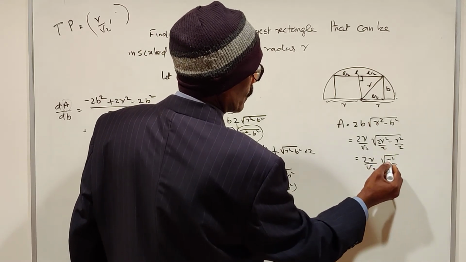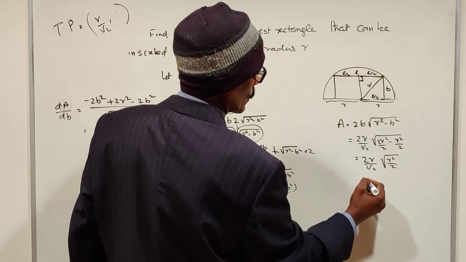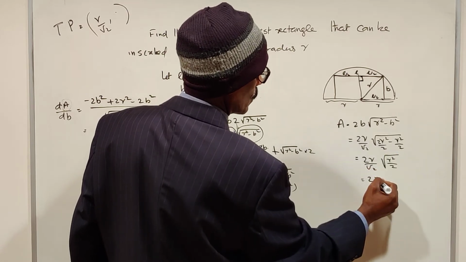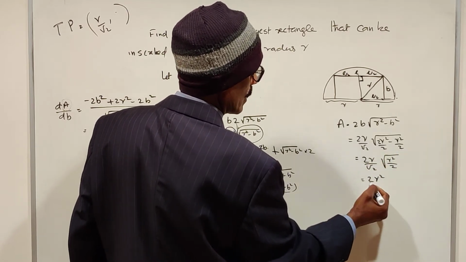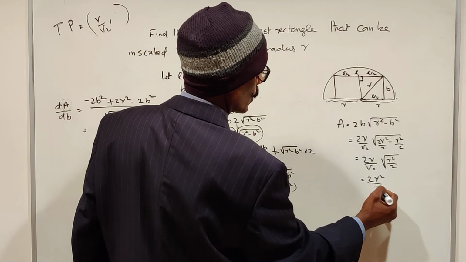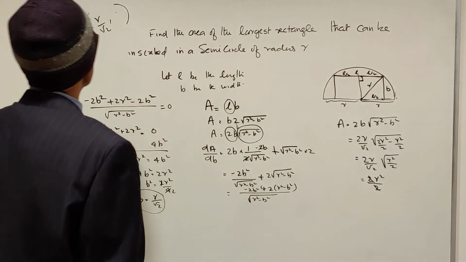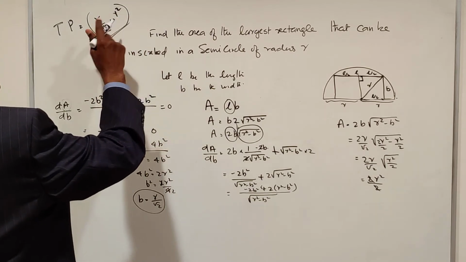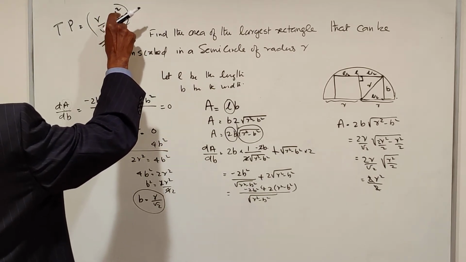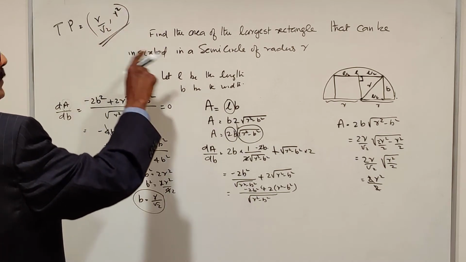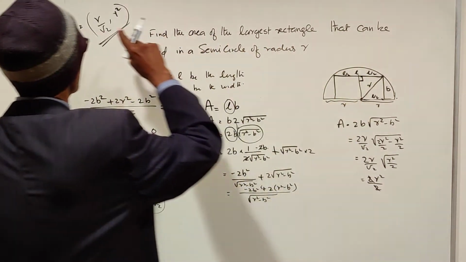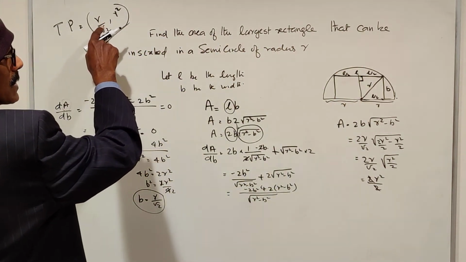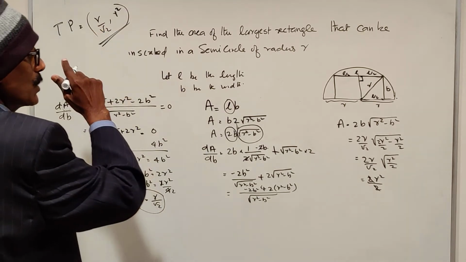So what is the square root of r square? r. So numerator 2r, r into r by root 2 into root 2, that is r square. So area is r square. We need to show that r square is the maximum area of the rectangle. That is what we need to show. This is the maximum point. That is what we need to show. How can you show that?